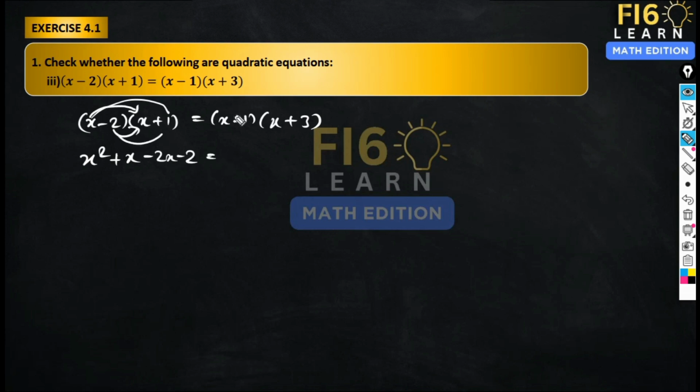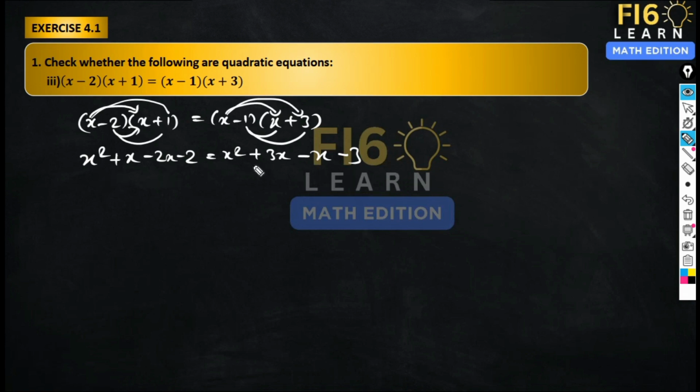On this side, just do the same step. x into x is x square. Then the same x into 3 is plus 3x. And minus 1 into x is minus x. And minus 1 into 3 is minus 3. Okay. So we have x square minus 2x plus x minus 2, and here we have x square plus 3x minus x minus 3. Okay.